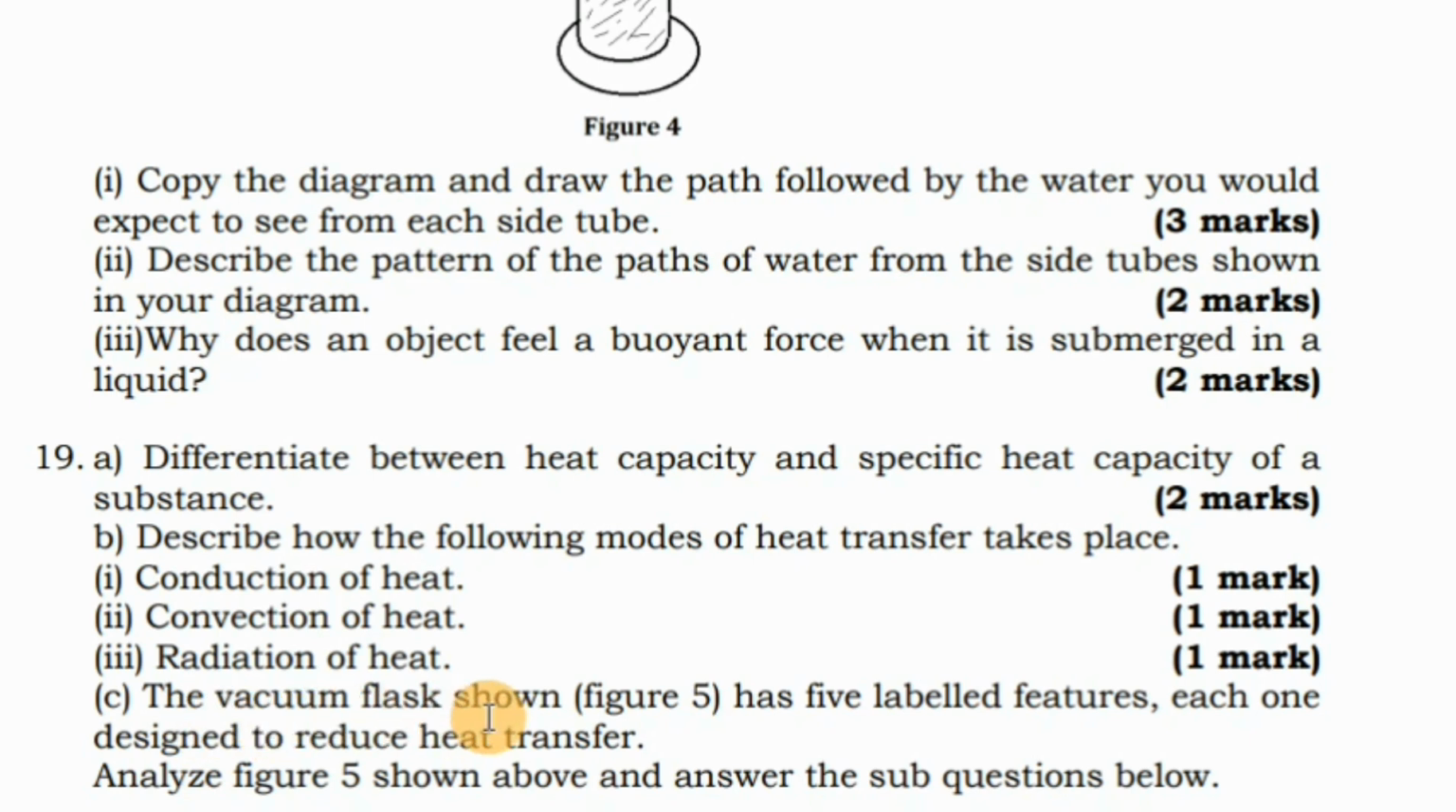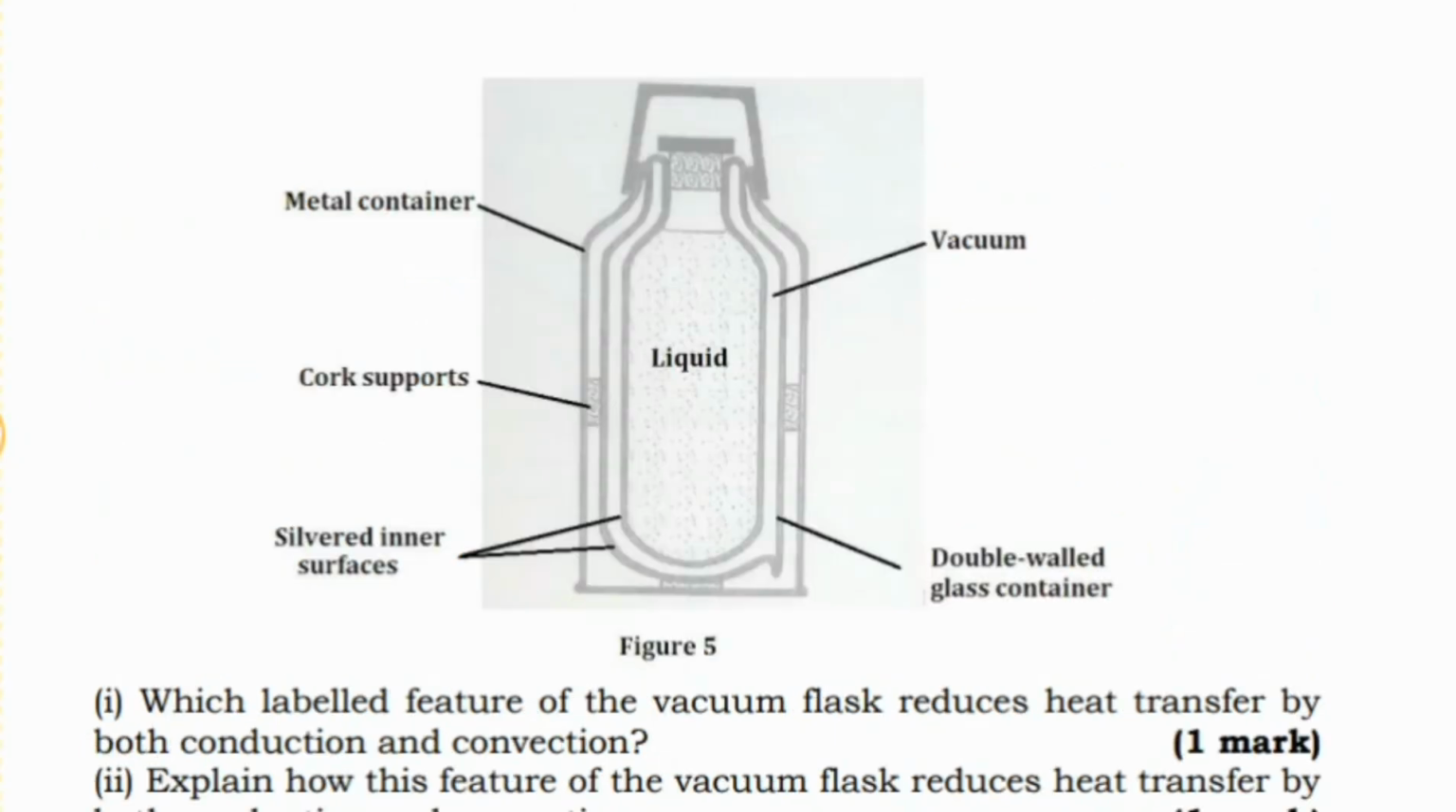The vacuum flask. This figure has 5 labeled features and each one is described to reduce heat transfer. Analyze the figure 5 shown above and answer the sub-questions below. Let us see the figure. This is the vacuum flask, as you see. That is the vacuum double wall. The first question is: which labeled feature of the vacuum flask reduces heat transfer by both conduction and convection?